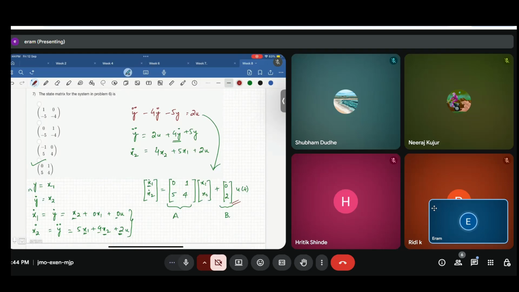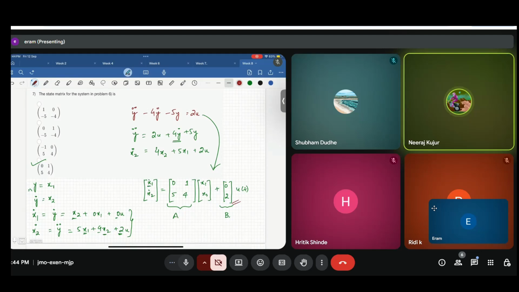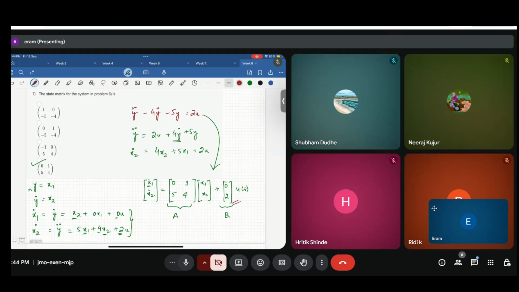What do you mean by output? Which state variable is the output? On the left hand side vector. No, C.